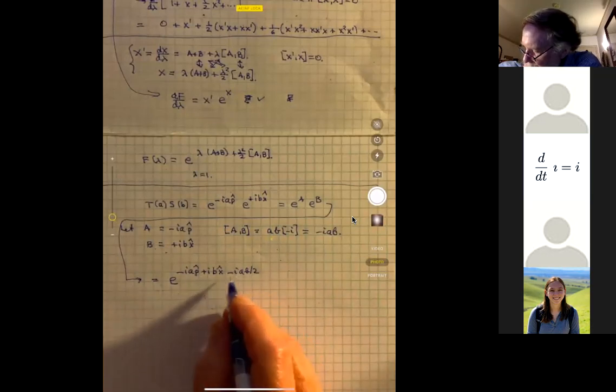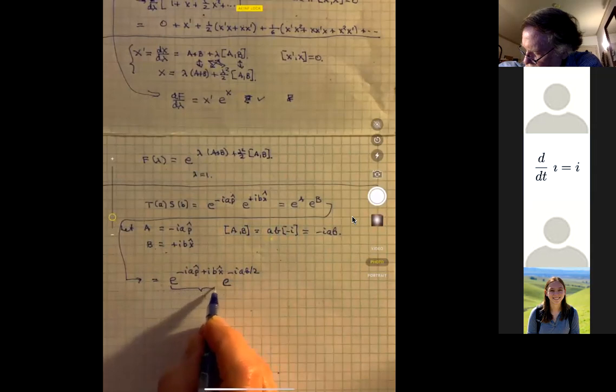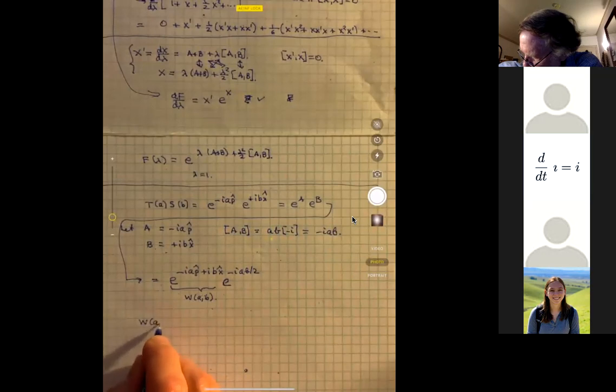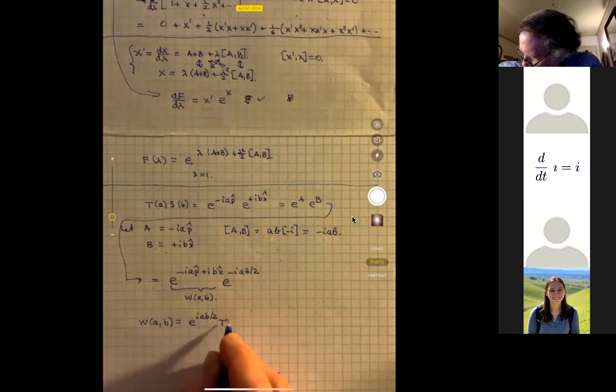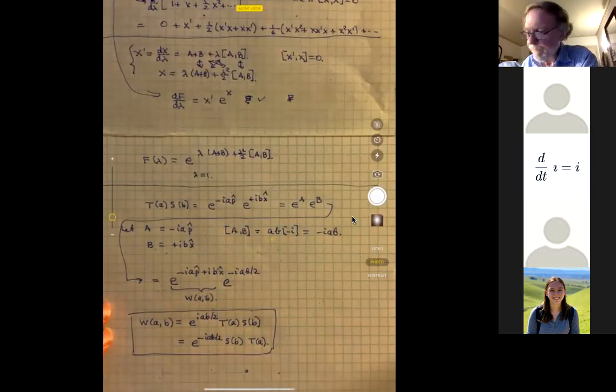The last factor is a C number, so it commutes with everything. So I can actually factor it out from the exponentials and write this as e to the, it's really a phase factor, as you can see, that last factor like that. And what's left over here, the first factor, is the Heisenberg operator, W of a comma b. And thus what we find is that W of a comma b is equal to e to the i a b over 2 times T of a times S of b. And if you work it out, you'll find it's equal to e to the minus i a b over 2 times S of b T of a if you put it in the reverse order. But in any case, this now gives us an explicit formula for the Heisenberg operator W.